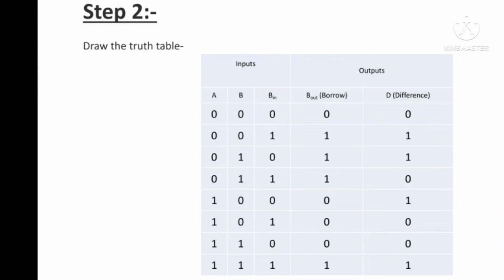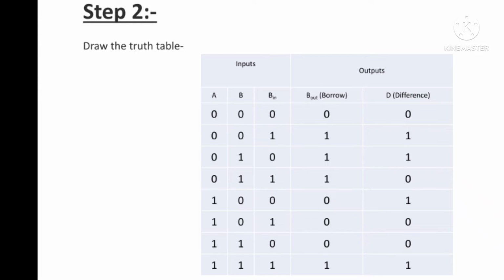1, 0, 0, the B out borrow is 0 and the difference is 1. 1, 0, 1, borrow is 0 and the difference is also 0. 1, 1, 0, the borrow is 0 and the difference is also 0. 1, 1, 1, the borrow is 1 and the difference is also 1. Now we have drawn the truth table.